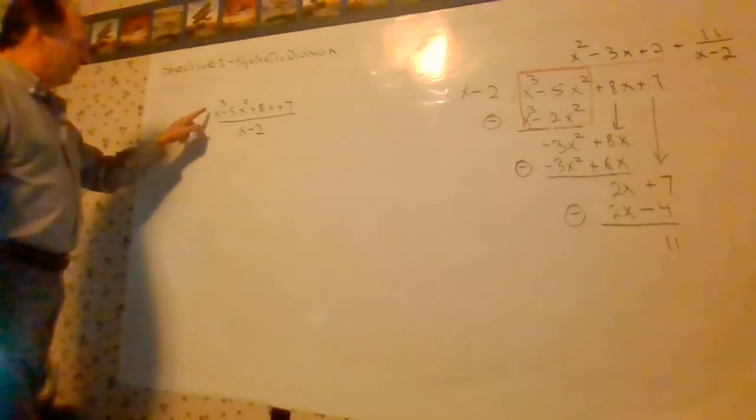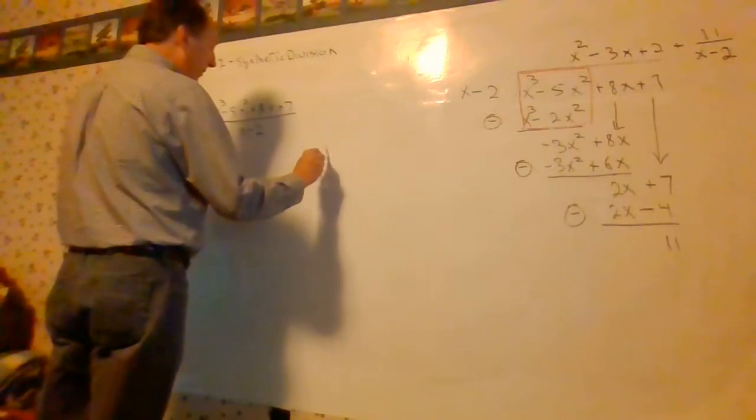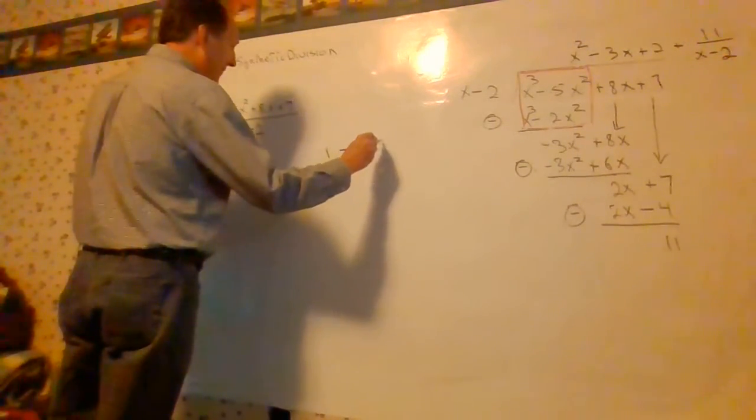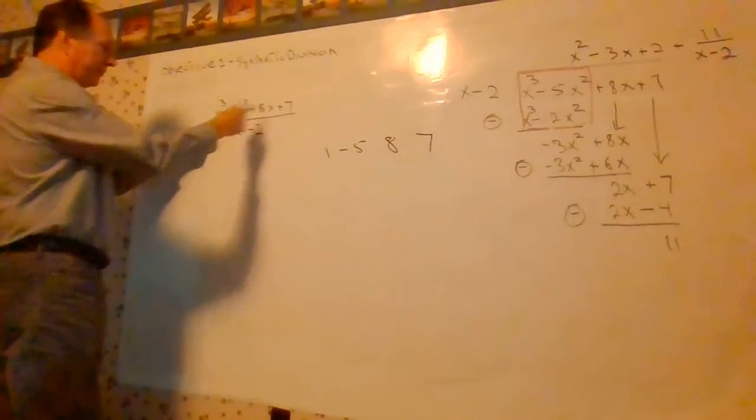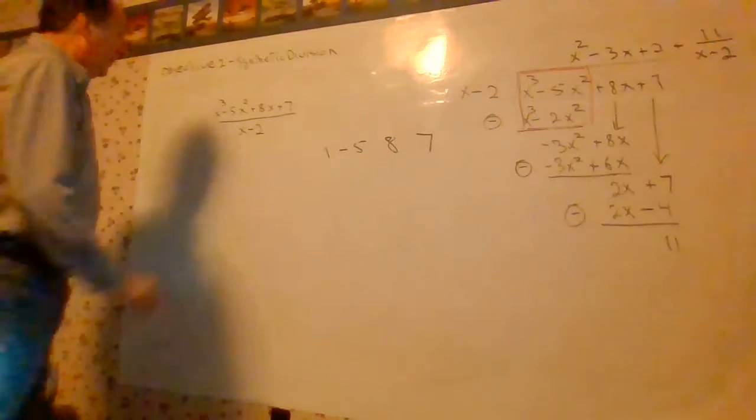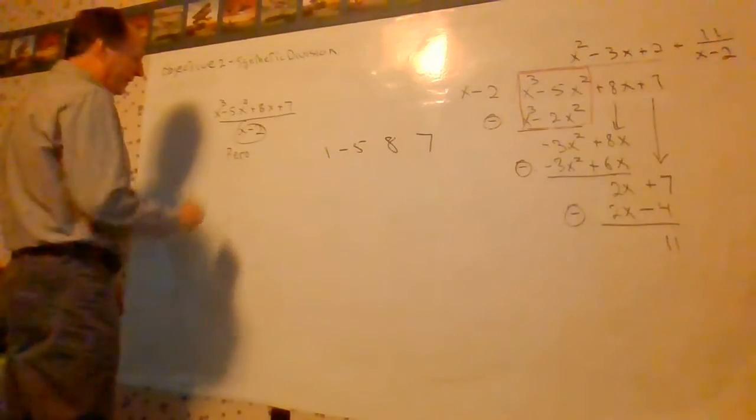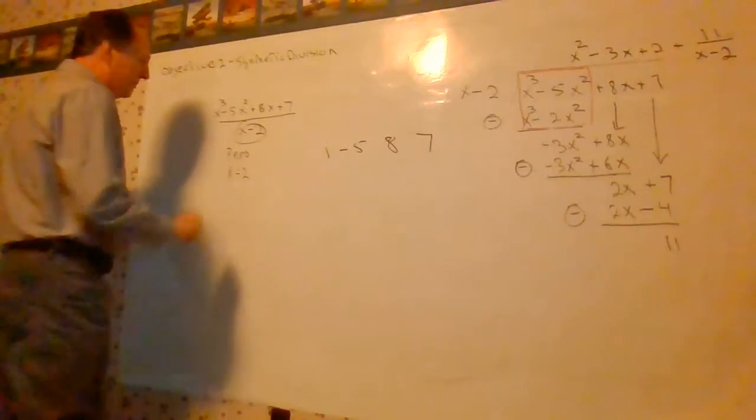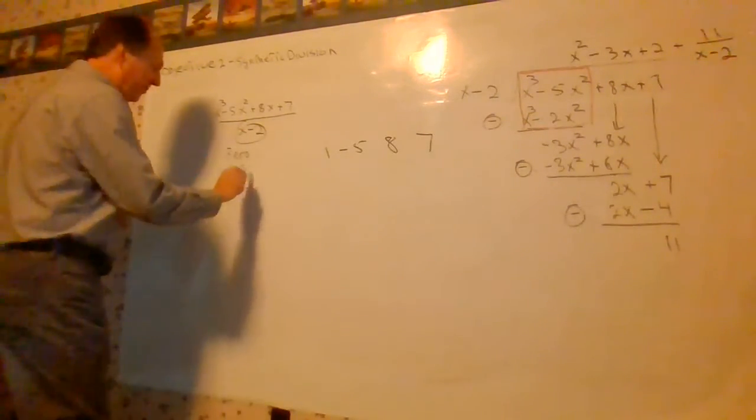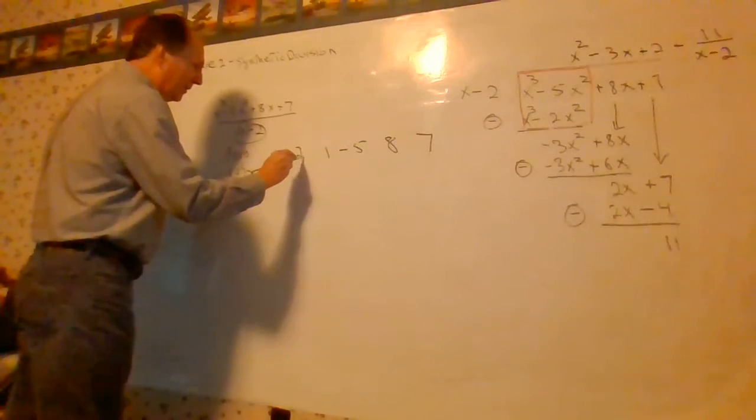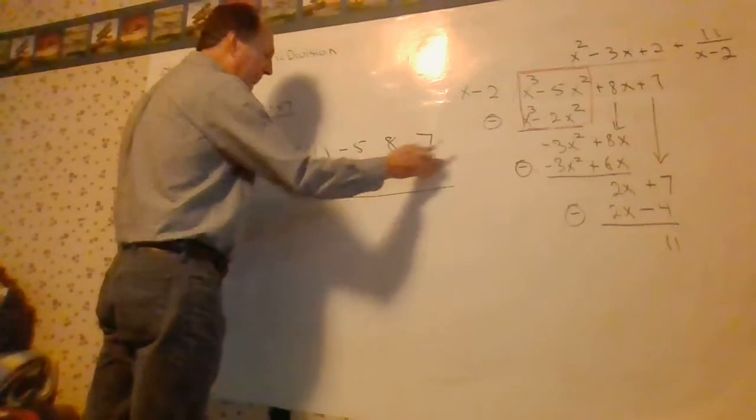Well, first of all, we copy the coefficients of the polynomial. 1, negative 5, 8, 7. Those are just the coefficients of the third degree polynomial. And then next we find the 0 of the denominator. Well, it's x equals 2, makes that 0. 2 minus 2 is 0. So this 2 we copy up here, right here. And then we make a box. You have to leave a space here.